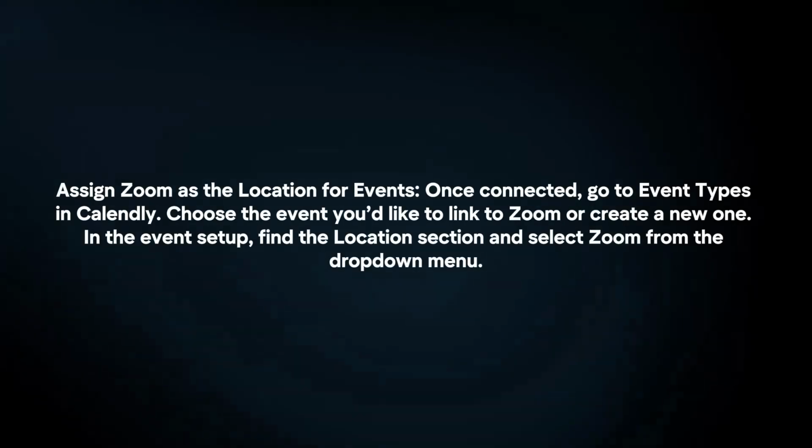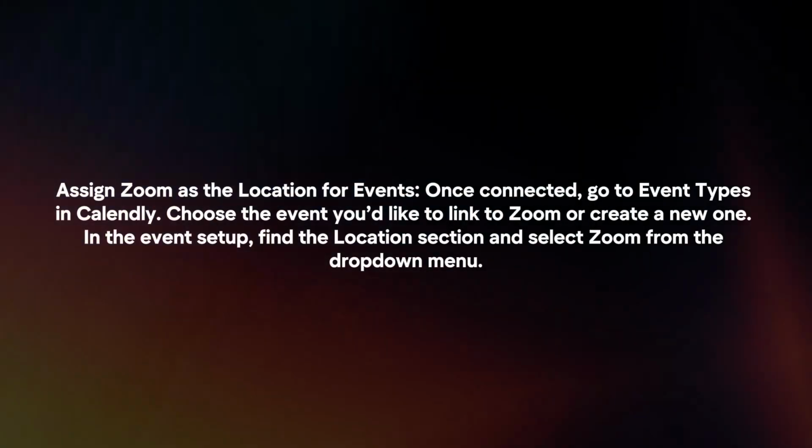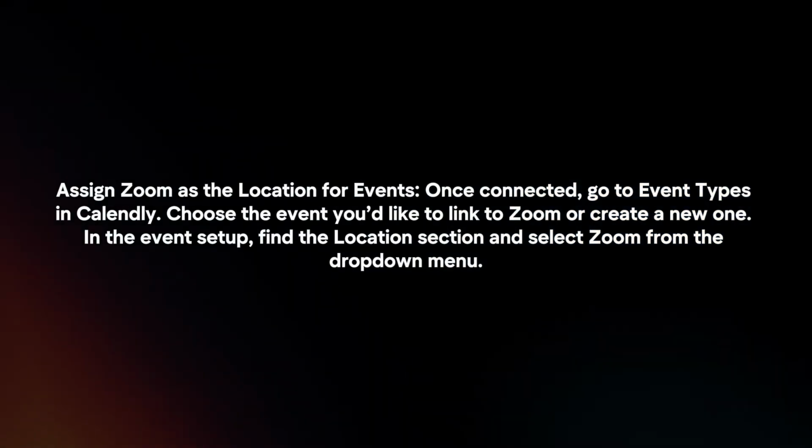Once connected, go to Event Types in Calendly. Choose the event you would like to link to Zoom or create a new one. In the Event Setup, find the Location section and select Zoom from the drop-down menu.